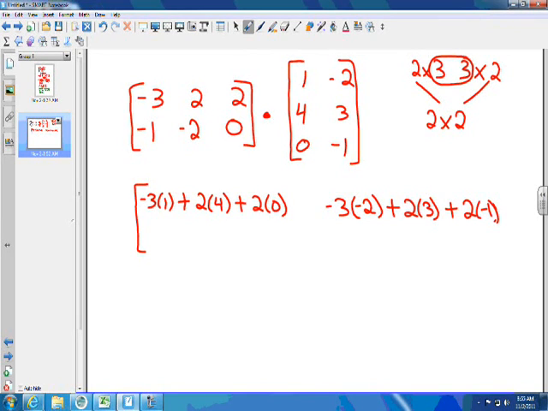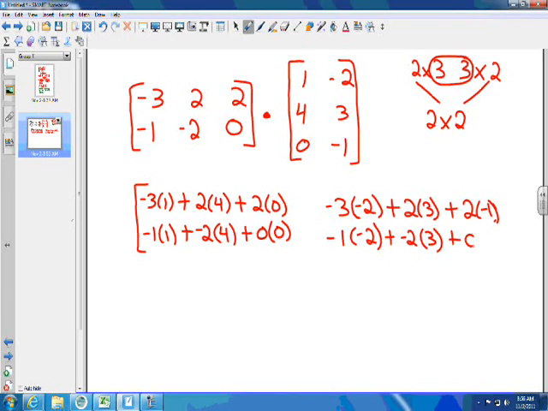And then we do row 2, column 1, and column 2. So -1 times 1 plus -2 times 4 plus 0 times 0. Again, those numbers in parentheses should be the same all the way down. So -1 times -2 plus -2 times 3 plus 0 times -1.